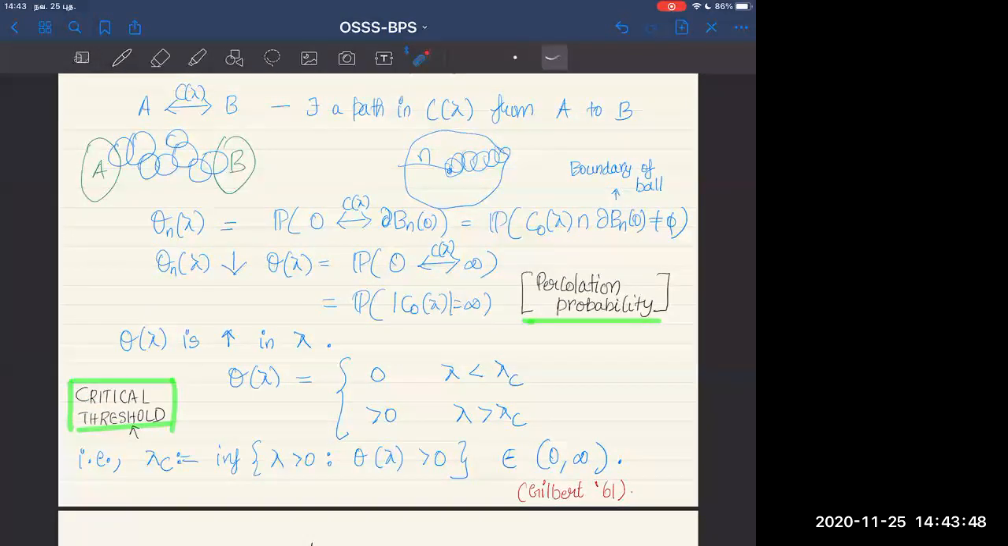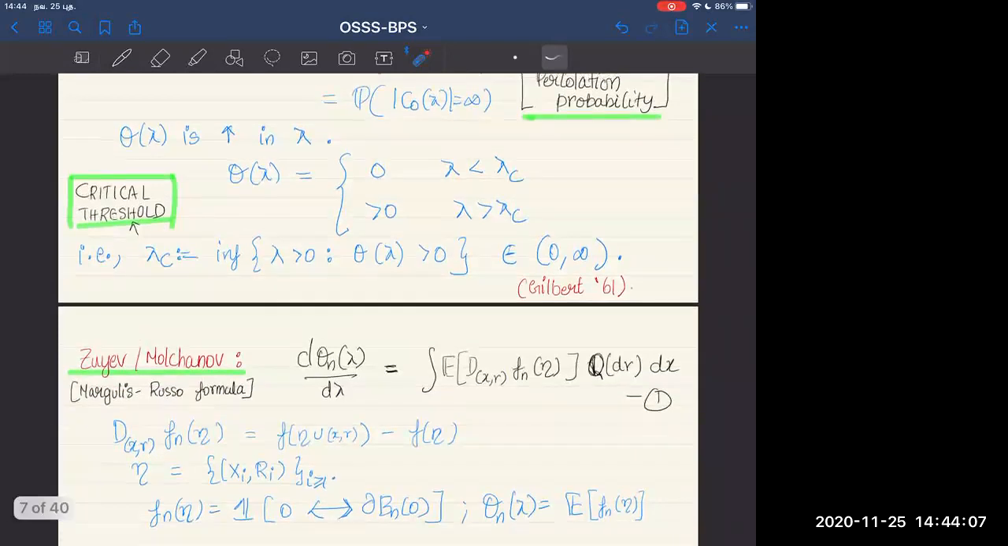So the rest of the talk will be focused on how I can show how fast theta n of lambda is decreasing to 0 when lambda is less than lambda c. What are the key things and what is the reduction we obtain? What is the simplification we managed to do?